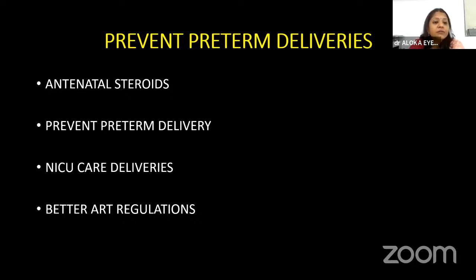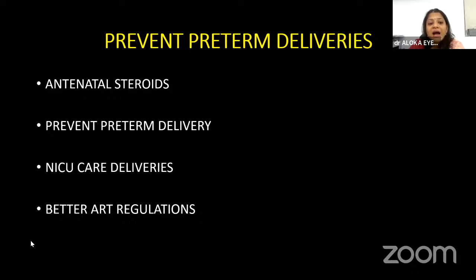Can we prevent preterm deliveries? I think it's a difficult question, but in our country where there is still very poor ANC services, we can definitely do something about it, increase the antenatal care for these young mothers. Antenatal steroids in the mothers where we are suspecting they will go for a preterm labor, giving a proper antenatal steroids for lung development is mandatory. Now, prevent preterm delivery as much as possible.